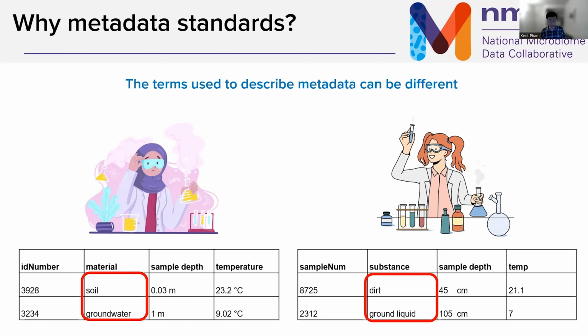Next difference we see is the way that they call the actual material they're studying. So one researcher calls it soil, the other one calls it dirt. One calls it groundwater, and the other one calls it ground liquid. Now, I personally have never heard of ground liquid, but I'm sure that you guys can think of your own examples where a substance, which you think is pretty standardized, someone's come up with a name, you just don't understand how they got there.